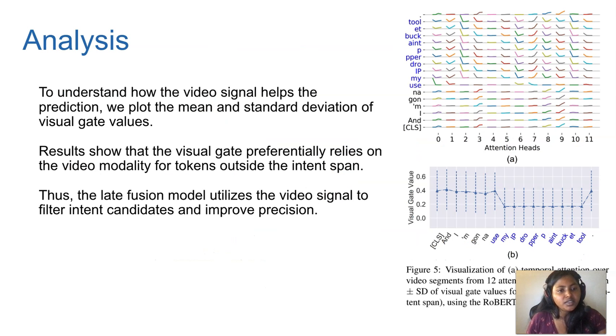To understand how the video signal helps the prediction, we plot the mean and standard deviation of visual gate values. Our results show that the visual gate preferentially relies on the video modality for tokens outside the intent span.